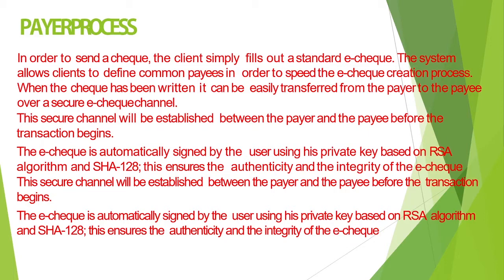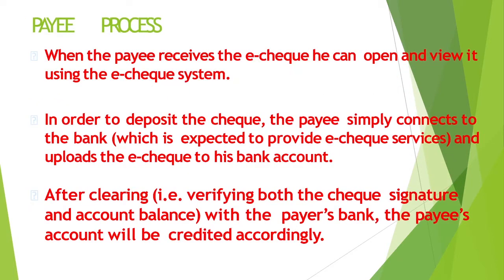So this secure channel will be established between the payer and the payee. They will have separate mail accounts or whatever is provided by the bank or whoever. The check is automatically signed by the user using his private key, through algorithms and security. Security will be either 128 or 256 bits, and this ensures the authenticity and integrity of the e-check. Now the payee process. He will receive the check and sign on it with his digital signature and send it to the bank. The bank verifies both signatures and clears the money, debiting one account and crediting the other.